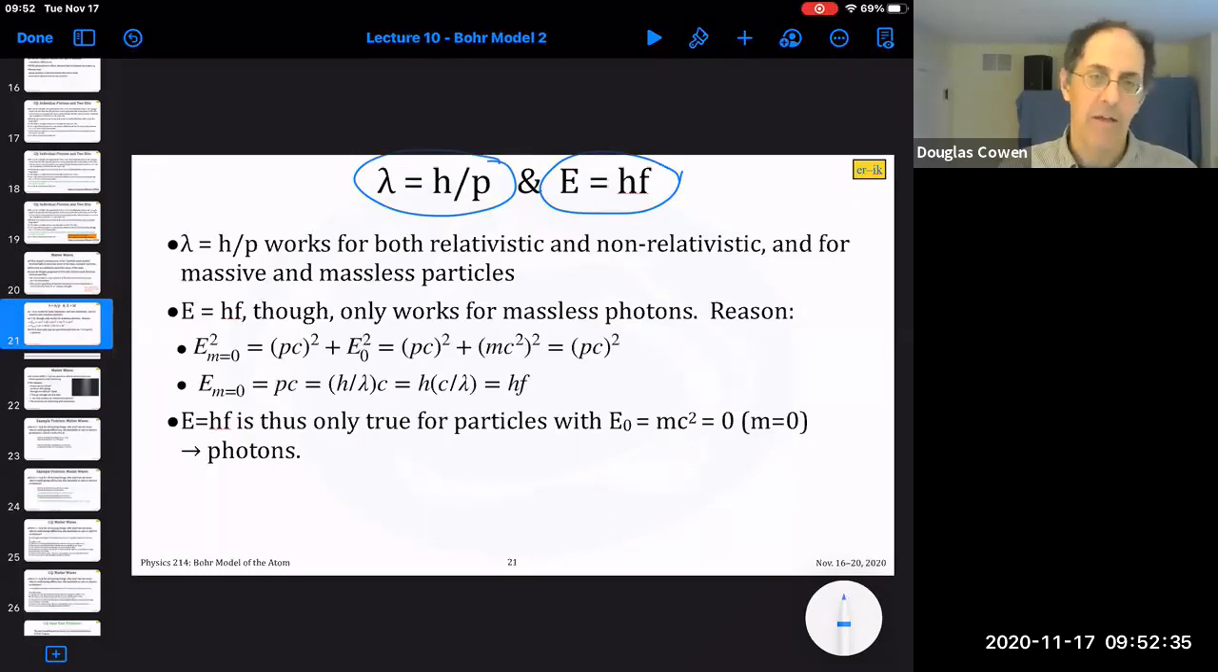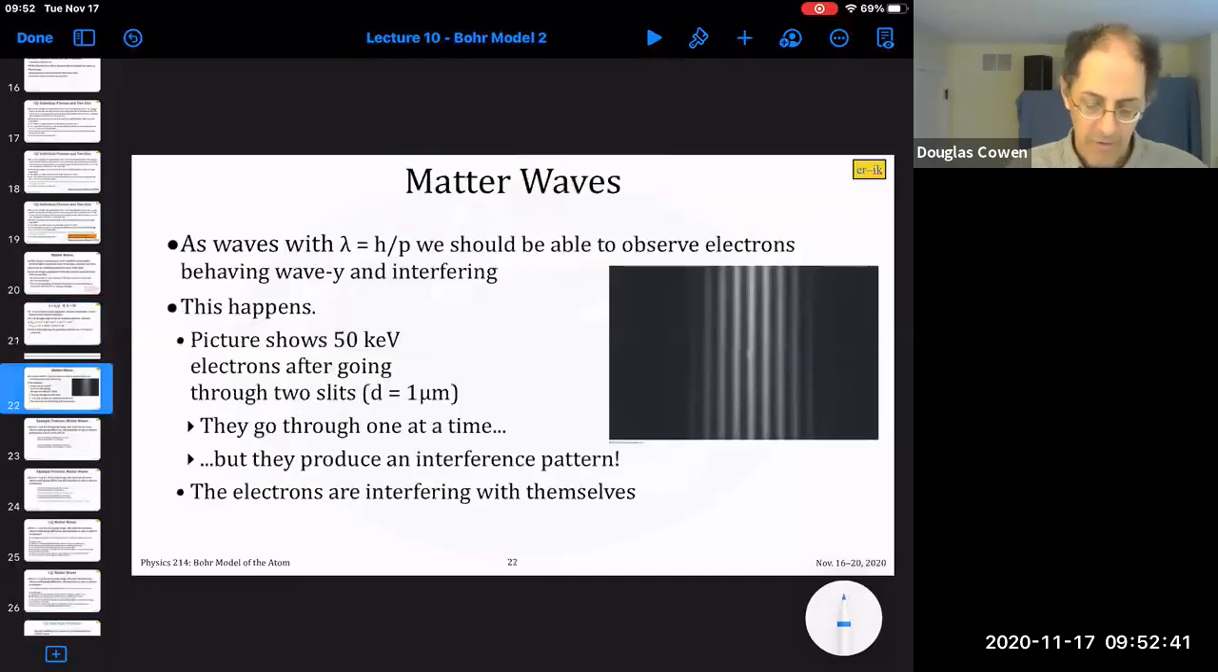And their derivation of that is in this slide, and I'll leave this here for you to look at afterwards on your own. But let's get back to electrons. So if electrons have a wavelength given by h divided by the electron's momentum, then they're basically waves with that wavelength.